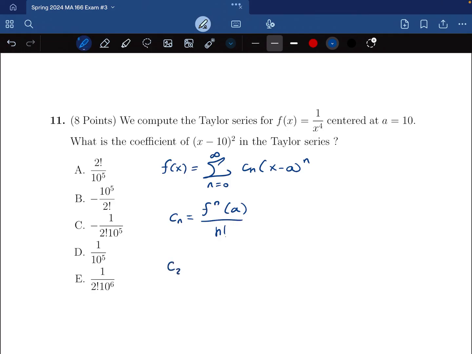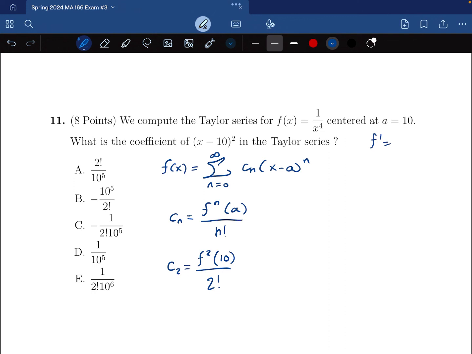So it would be c2. And that's equal to the second derivative of f at 10, because the series is centered at 10, divided by 2 factorial. So now I just need to calculate f prime and f double prime.